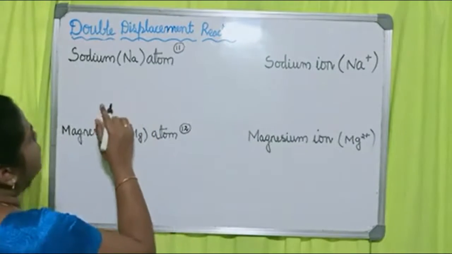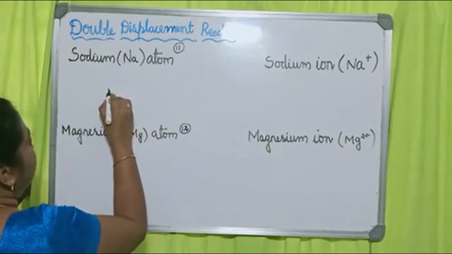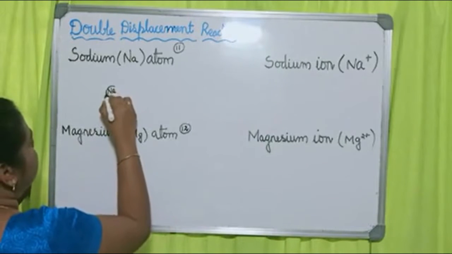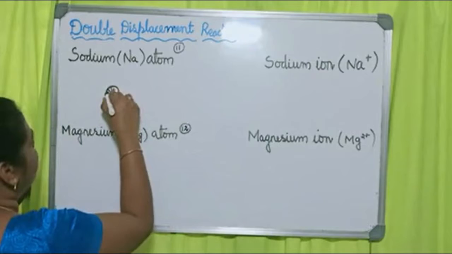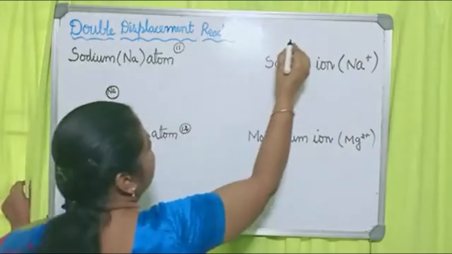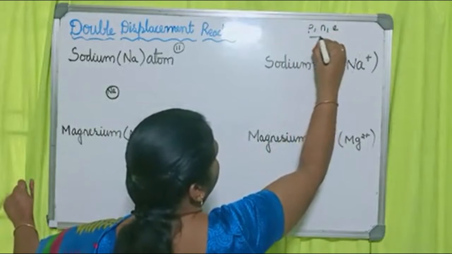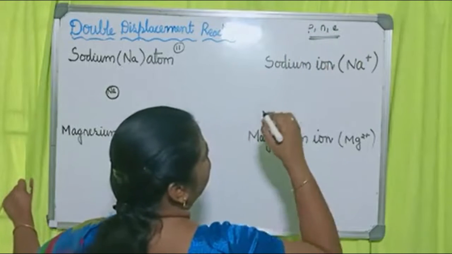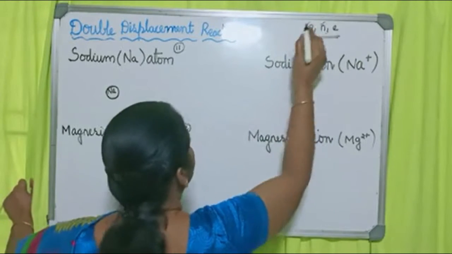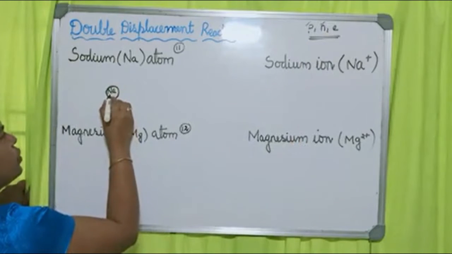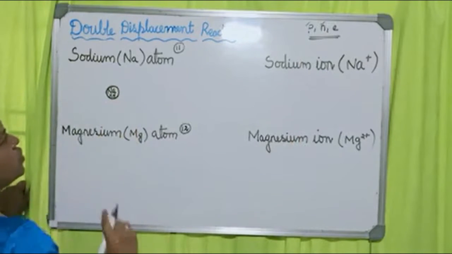First we will see the sodium atom. I'll write it down like this. This is the sodium atom. In the nucleus, what will be there? Protons, neutrons and electrons, 3 subatomic particles are there. Protons and neutrons will be in the center, in the nucleus.